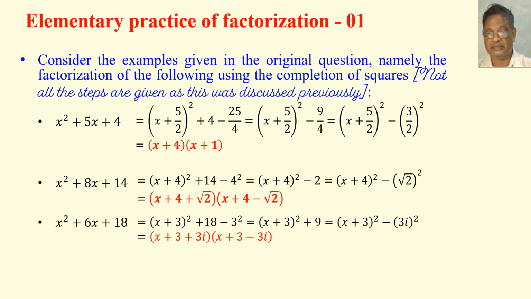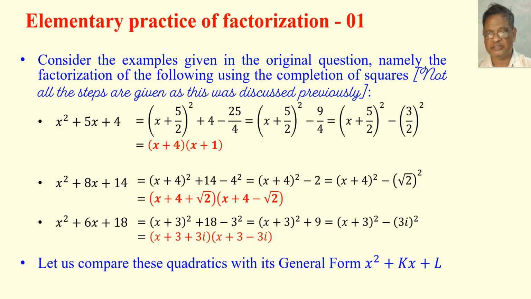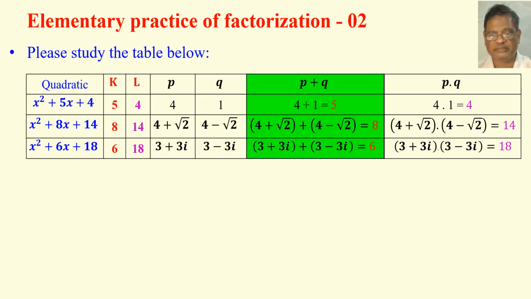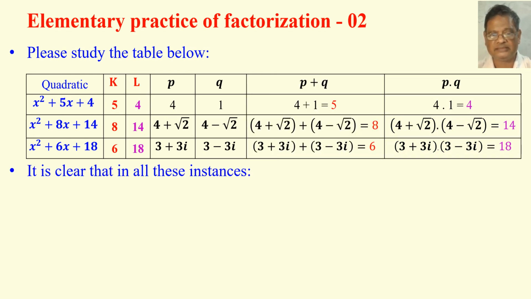Let us compare these quadratics with its general form x squared plus kx plus l. Please study the table below. The quadratics are listed in the first column. The corresponding values of k and l of the general form of the quadratic are given in the second and third columns. As per the derivations shown previously, the corresponding values of p and q are shown in the next two columns. In the last two columns, the computation of the sum of p and q, as well as the product of p and q, are shown.